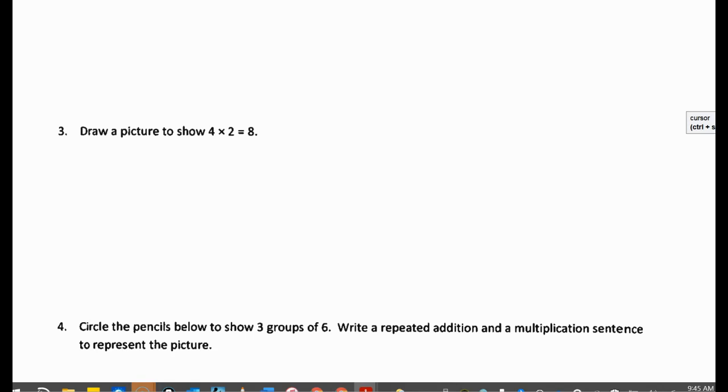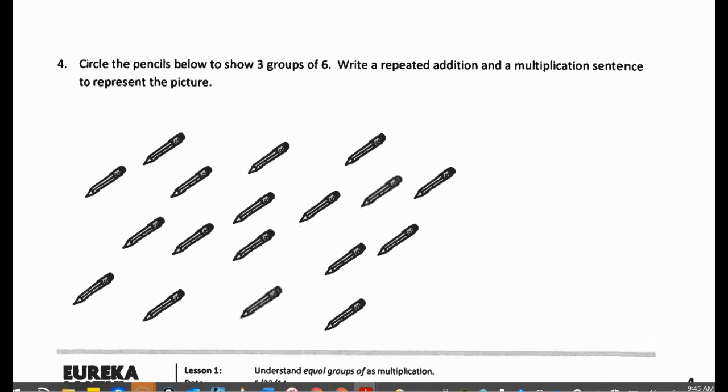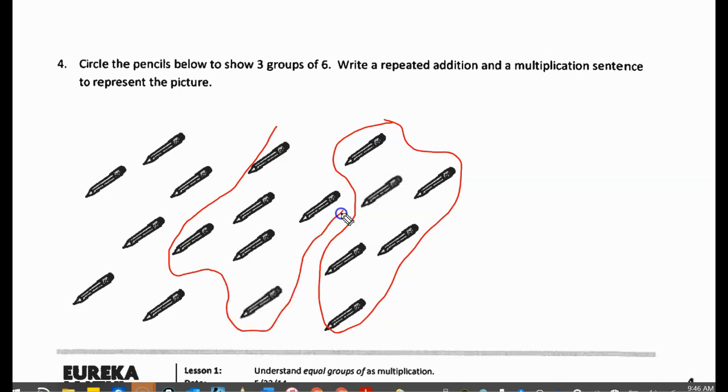Okay, let's skip number 3. We'll go back to that in a second. Look at number 4. It says circle the pencils below to show 3 groups of 6. So how many pencils are going to be in each group? 6. Here's one group of 6. Here's another group of 6. And here's another group of 6.